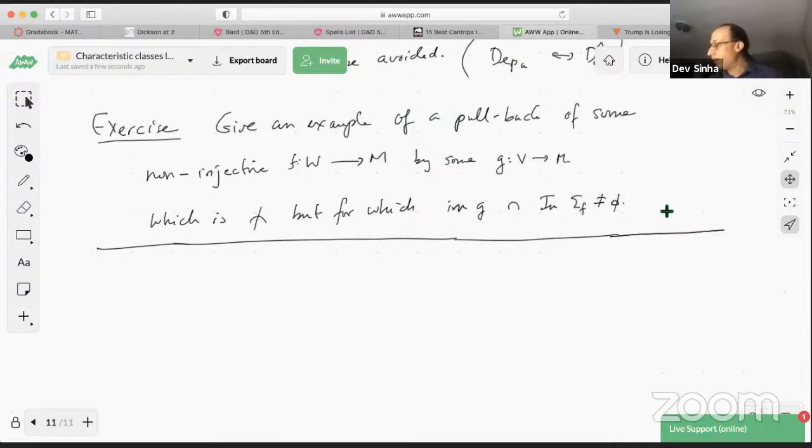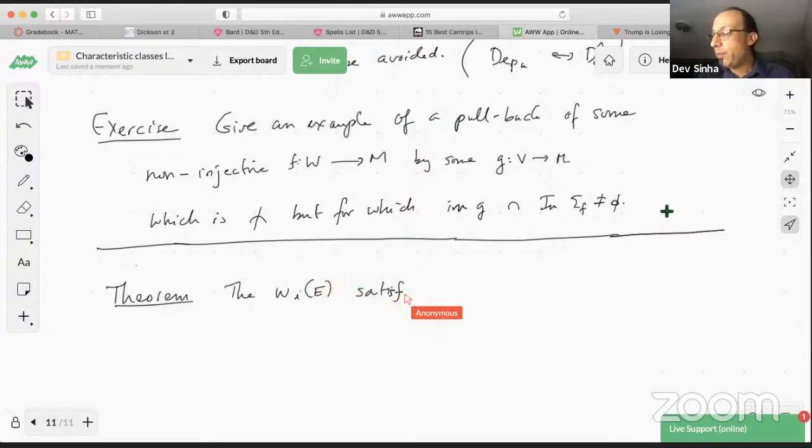Okay, so axioms for characteristic classes. Theorem: the classes w_i satisfy, maybe in some cases this will need to be a definition, the Milnor and Stasheff axioms with their numberings. Axiom number 1: well, w_i is in H^i.